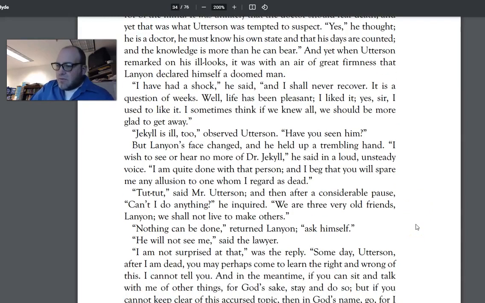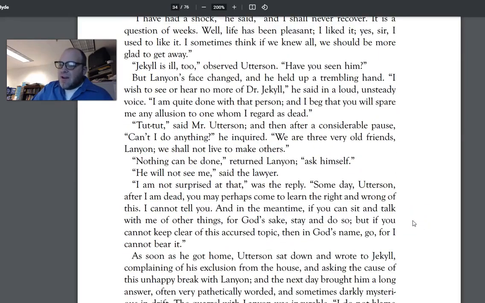Nothing can be done, returned Lanyon. Ask himself. He will not see me, said the lawyer. I am not surprised at that, was the reply. Some day, Utterson, after I am dead, you may perhaps come to learn the right and wrong of this. I cannot tell you. And in the meantime, if you can sit and talk with me of other things, for God's sake stay and do so. But if you cannot keep clear of this accursed topic, then in God's name go, for I cannot bear it.